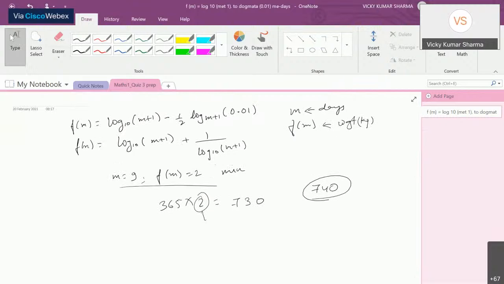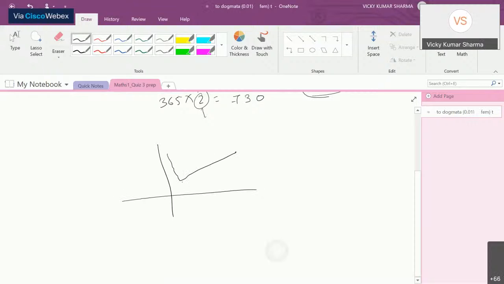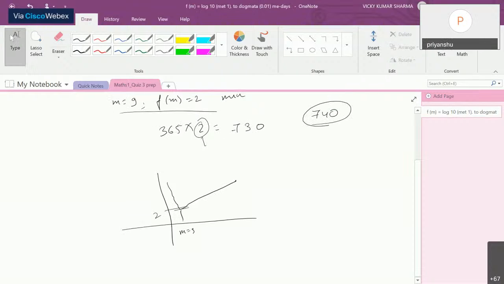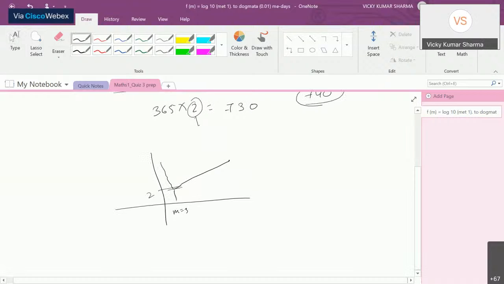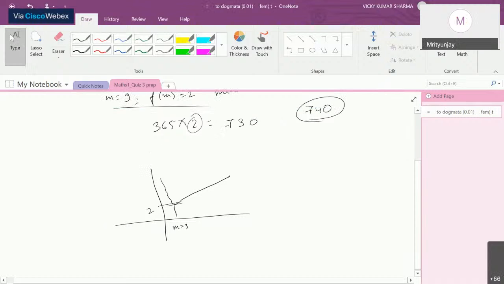Basically when you see the graph of this, it's going to be something like this. This is the minimum value, 2 kg, and this is when m equals 9. When you take this as the minimum value and you are considering m as the number of days, then throughout the year it is going to be at least 2. So definitely it is going to have a larger value, isn't it? Yes, sir.